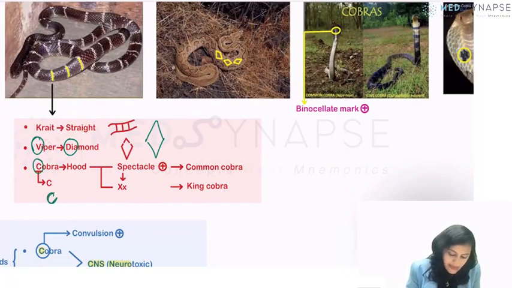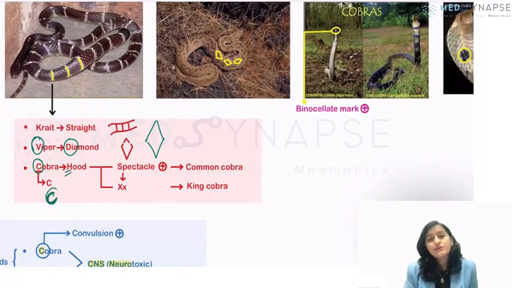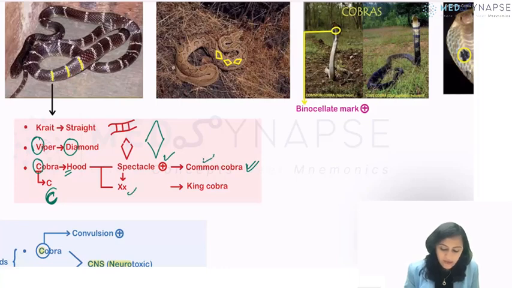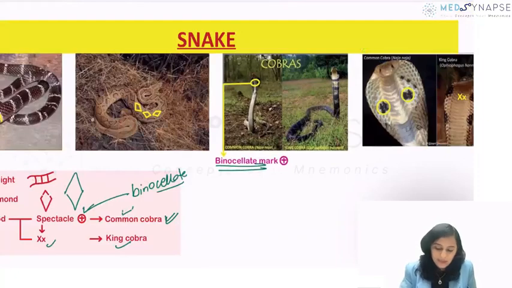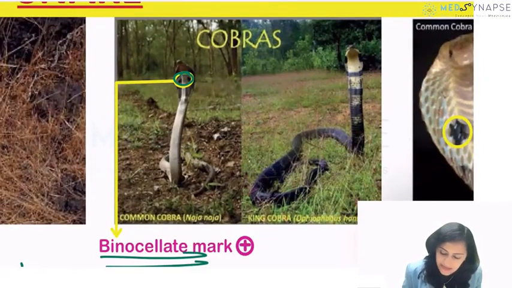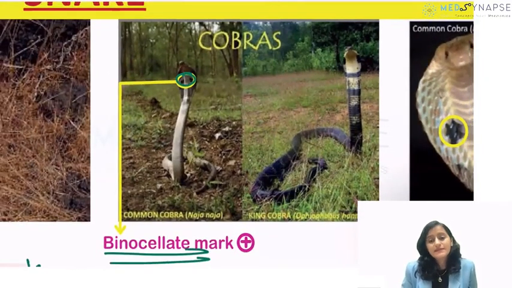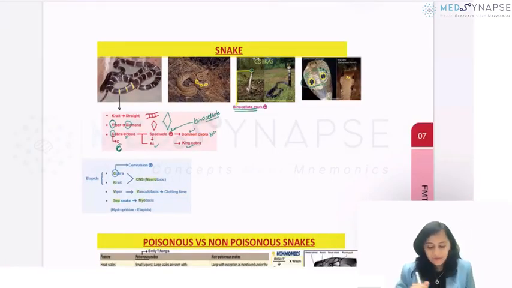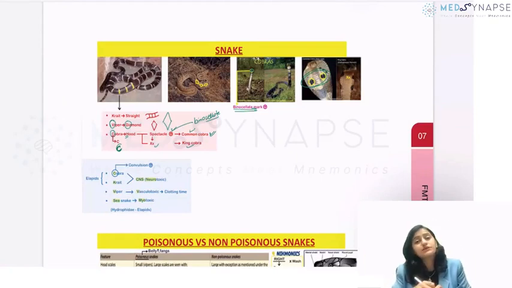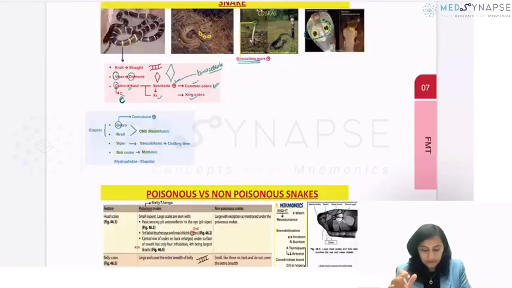Cobra is C. It will have a C like a hood. And so you will have in cobra, common cobra and king cobra. Remember, king cobra says, I am the king, I will not wear the spectacles. So no spectacle mark. Common man wears the spectacles. So spectacle present in common cobra, no spectacle in king cobra. The spectacle mark is also called as binocellate mark. So look at this image where you have this binocellate mark, these two black colored marks here. That is the common cobra. And where there's a hood, there's no marking there, spectacle mark, that's going to be the king cobra.